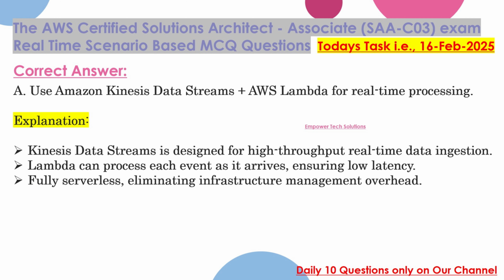Correct answer: A. Use Amazon Kinesis Data Streams plus AWS Lambda for real-time processing. Explanation: Kinesis Data Streams is designed for high-throughput real-time data ingestion. Lambda can process each event as it arrives, ensuring low latency. Fully serverless, eliminating infrastructure management overhead.